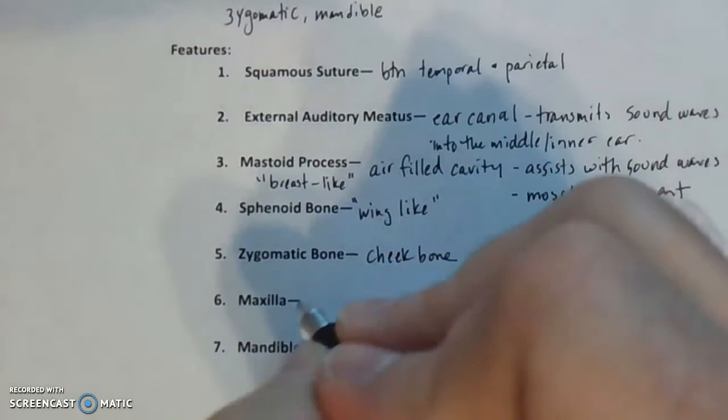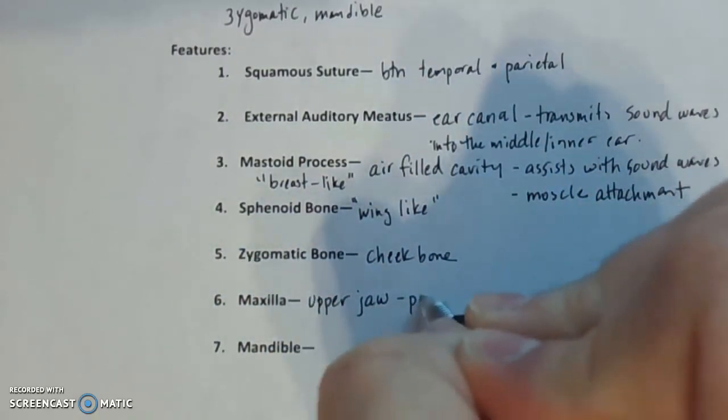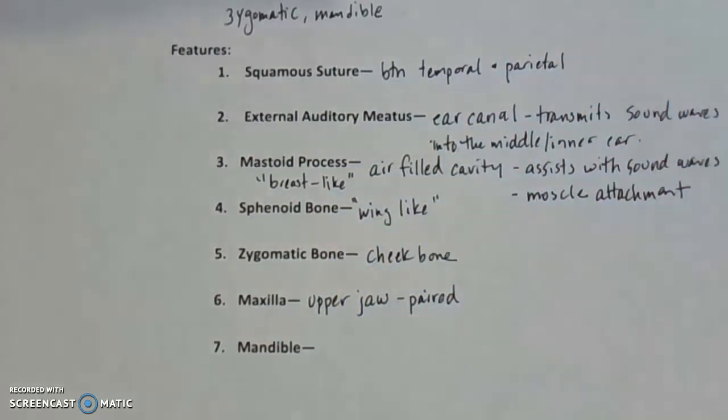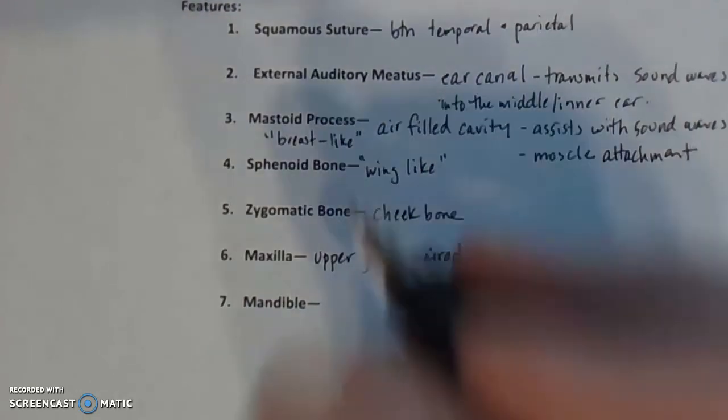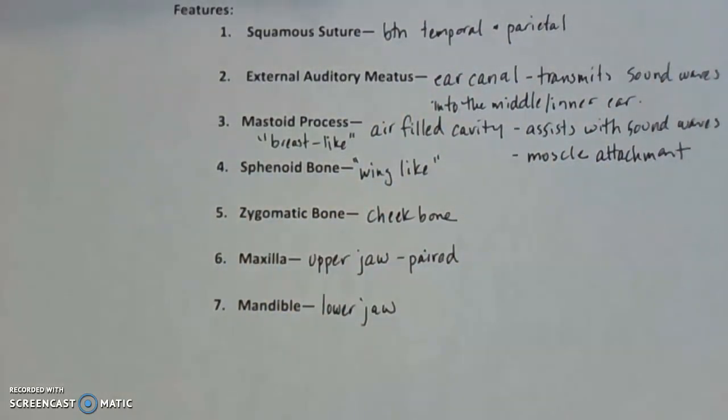Your maxilla is your upper jaw. There are actually two of them that meet in the frenulum. The frenulum is that little divot right under your nose, between your two top incisors, your two front teeth, where the joint is between your two maxilla. We'll talk about that more in the anterior view. The mandible is the lower jaw, and we'll see that again in the anterior view also.